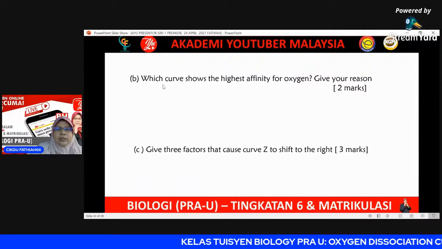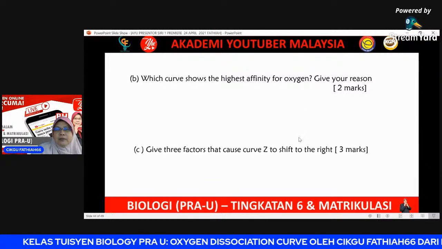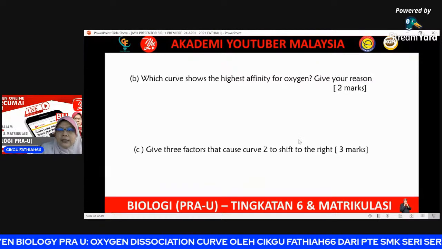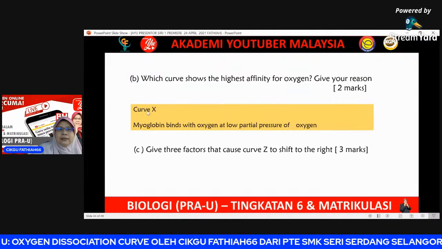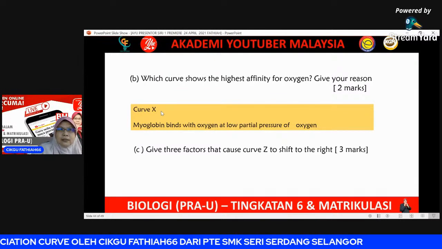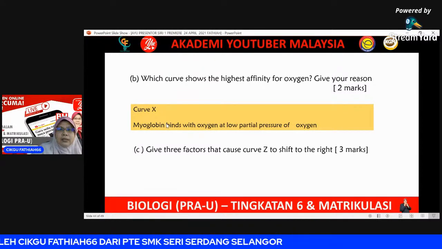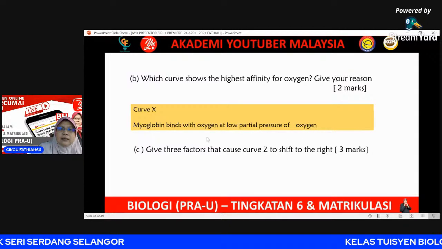Okay, which curve shows the highest affinity for oxygen? Highest affinity for oxygen means the graph lies to the left. Give your reason. Curve X, because it lies to the left, because myoglobin binds with oxygen at low partial pressure of oxygen.